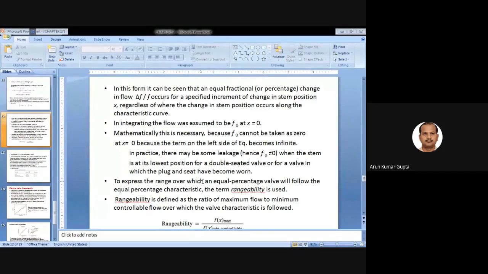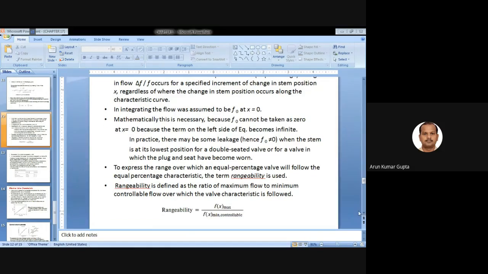To express the range over which the equal percentage valve will follow the equal percentage characteristics, the term rangeability is used. It means we are putting the condition that it will follow this particular mathematical expression, but only up to a particular range, and that is known as the rangeability of the valve. So how do we define the rangeability? That is the ratio of the maximum flow to the minimum controllable flow over which the valve characteristics is followed.